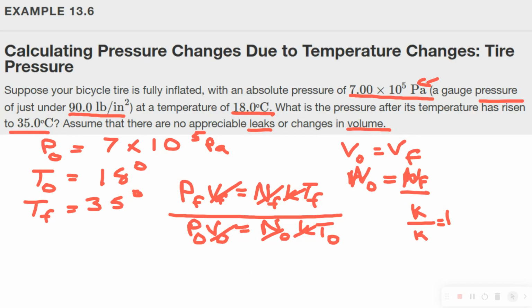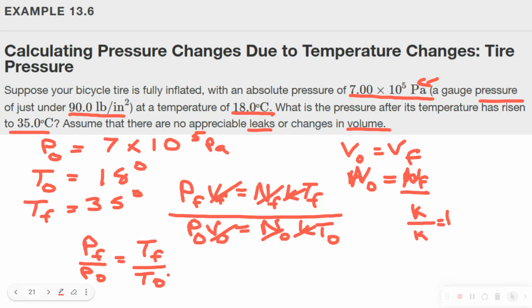And so then what we end up with is, and I'm going to write it over here, we have P_F, the final pressure, over the initial pressure should be equal to the final temperature over the initial temperature. And again, we had to do a little bit of work, but we have 3 of the 4, and we're trying to find the final pressure.